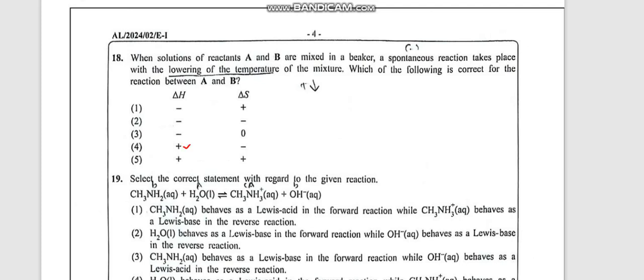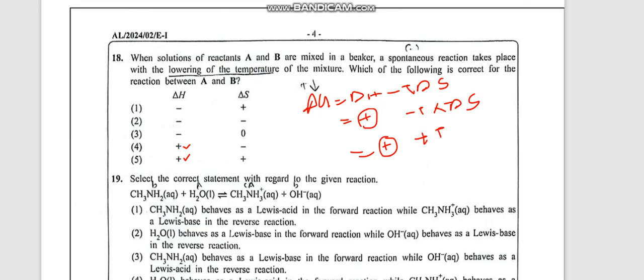Then delta H should be positive. Now that is okay. Now how can you find delta S? Now for that we'll write the delta G expression, delta G equals delta H minus T delta S. So delta H is positive. Okay. Now we'll say if suppose delta S is negative, if it is the fourth answer, if delta S is negative, then minus T into minus delta S, okay, minus T into minus delta S giving you a positive T delta S, right?